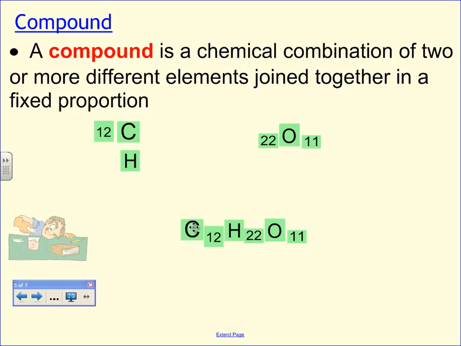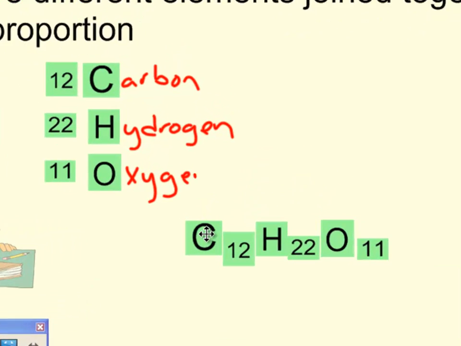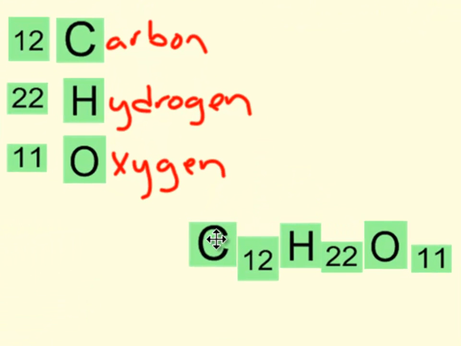What the formula also tells us is how many atoms of each element are in that molecule. So we've got 12 of the C, which is carbon. We've got 22 of the H, which is hydrogen, and 11 of the O, which is oxygen. Remember that the numbers, the subscripts, only correspond to the element that they're right next to. So that 22 just goes with hydrogen, the 12 just goes with carbon, the 11 just goes with oxygen.